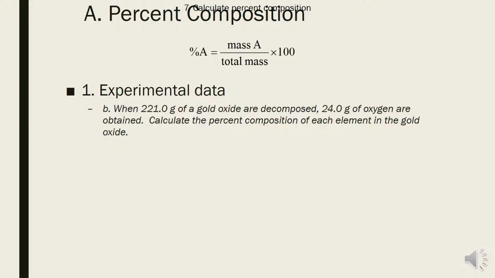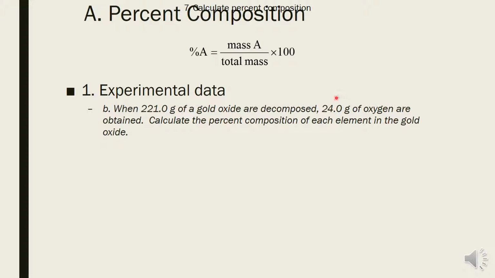Here's another example. We're told when 221 grams of gold oxide are decomposed, 24 grams of oxygen are obtained. Calculate the percent composition of each element in the gold oxide. So we have two elements. We have gold, we have oxygen. Notice in this case, the 221 grams, that is the entire mass of the compound. We're told we have 221 grams of a gold oxide, so that is the mass of the compound.